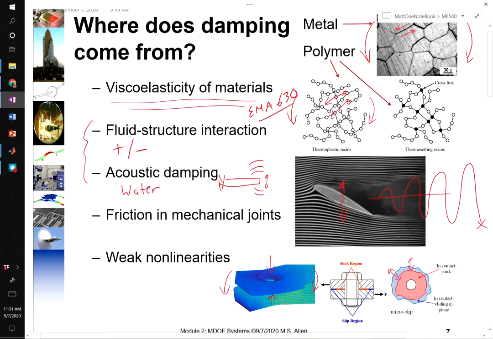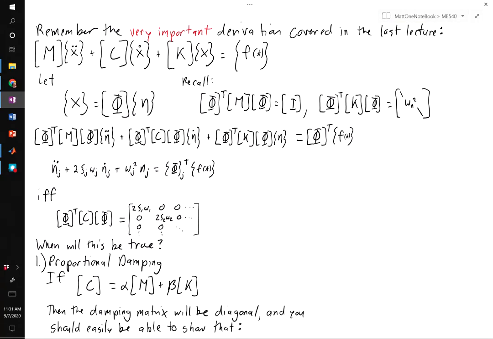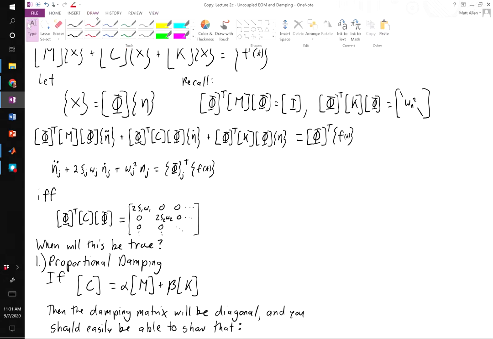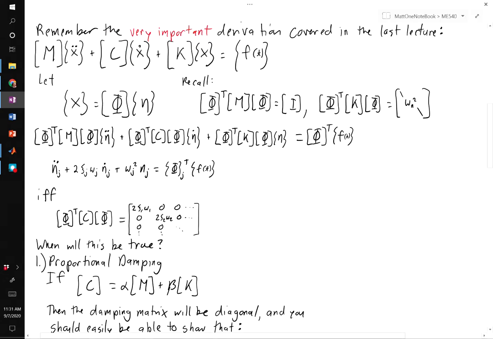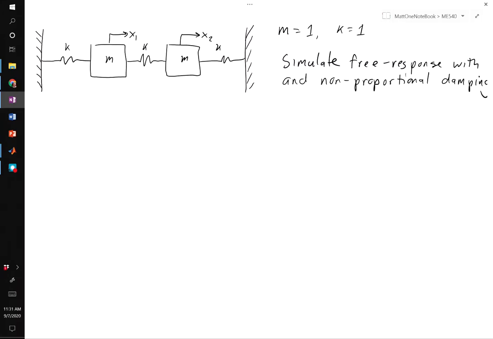Okay, so now that you have some background for it, how do we account for damping? We went through this very important derivation last time where we showed that we could take the equation of motion and that we could make a substitution. We replace the normal coordinates, the x's, which x's are the displacements of the masses. So if we were talking about this system down here, the x's are the displacements of the masses.